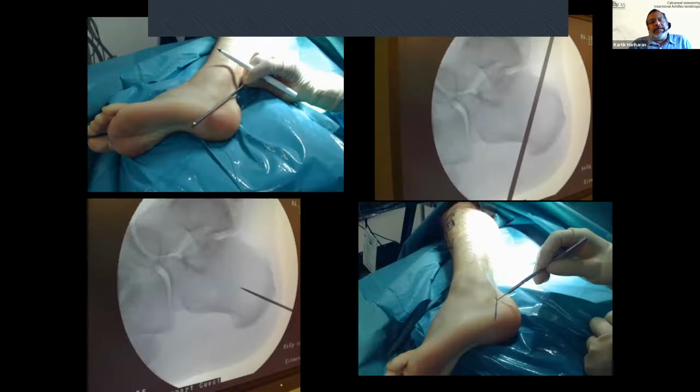The position of the portal is determined again on fluoroscopy, where the superior endpoint lies in the middle of the dorsal cortex of the os calcis, whilst the distal endpoint of the osteotomy lies just superior to the plantar cortex in front of the origin of the plantar fascia, and you make the incision somewhere in the middle of this area.